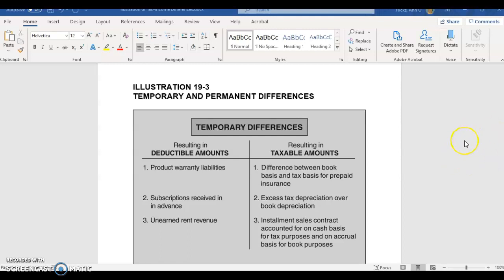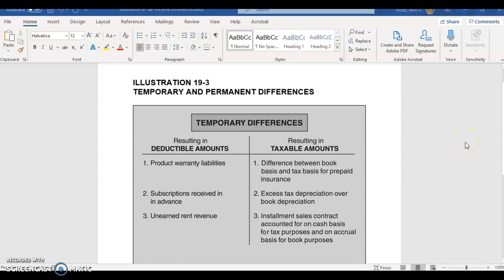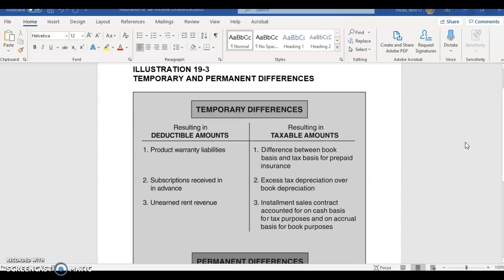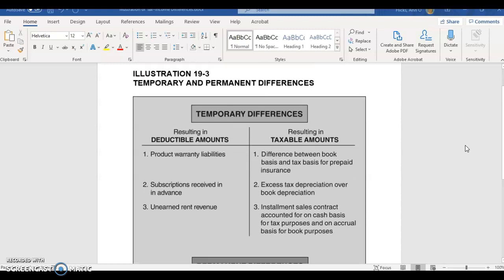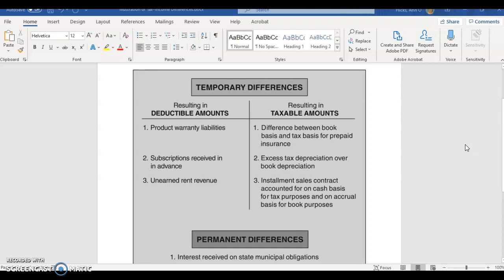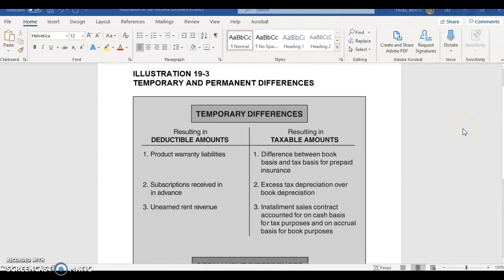You can have differences between taxable income and financial income that are temporary or that are permanent. What we dealt with in deferred tax assets and deferred tax liabilities were temporary differences. Temporary differences will do one of two things. They will result in future deductible amounts or future taxable amounts.